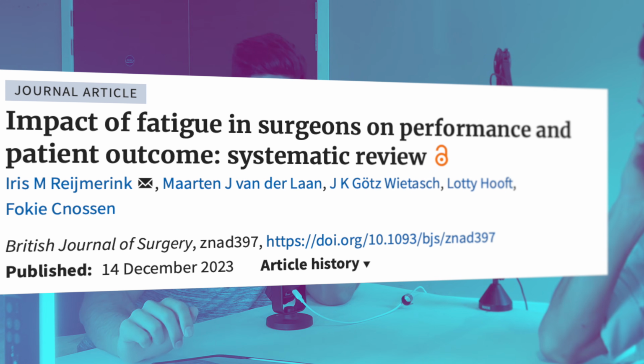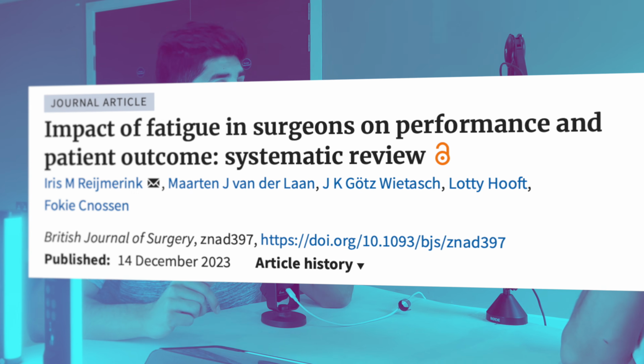So the paper's called Impact of Fatigue in Surgeons on Performance and Patient Outcome. It's a systematic review. Yes. If we start off with the demographics, this is a paper published in the British Journal of Surgery in the latest edition, published in the Netherlands. They're actually a pretty academic unit. It's a reputable unit. The Netherlands are a pretty reputable academic unit.